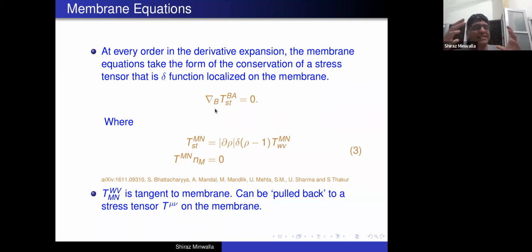They take the form of a set of conservation equations for a stress tensor living on a submanifold of flat space. The stress tensor actually lives in all of flat space, but because it has a delta function localized at rho equals 1, it is non-vanishing only on the membrane submanifold. It is proportional to a delta function times something, and that something, when dotted with the normal to the surface rho equals 1, vanishes. Because this stress tensor dotted with the normal is 0, it descends without losing any information to a stress tensor on the world volume of the membrane.